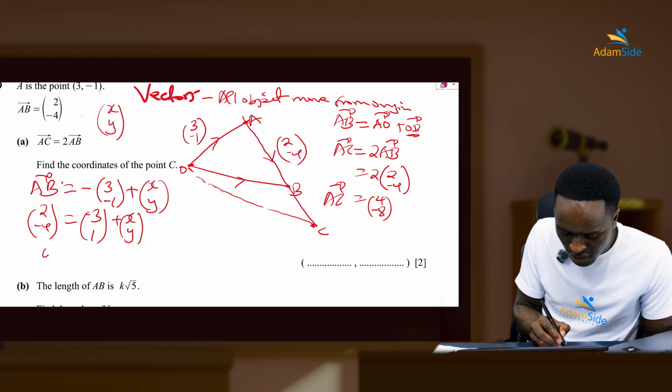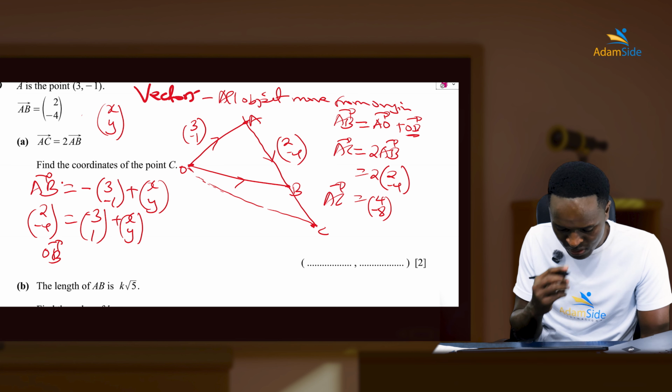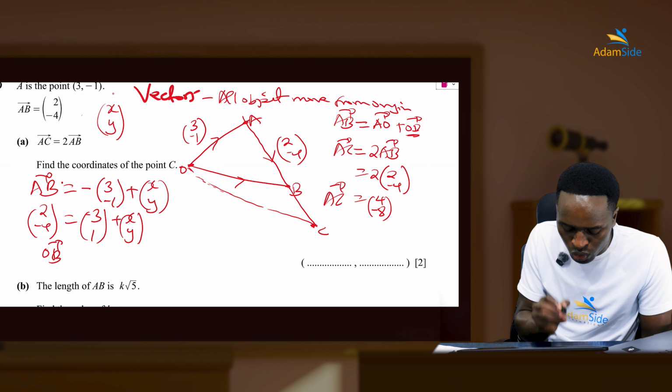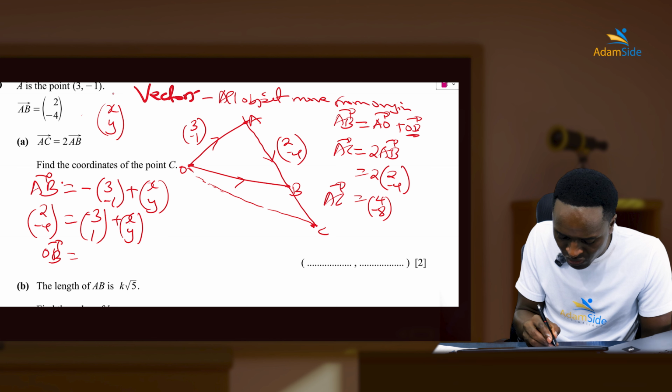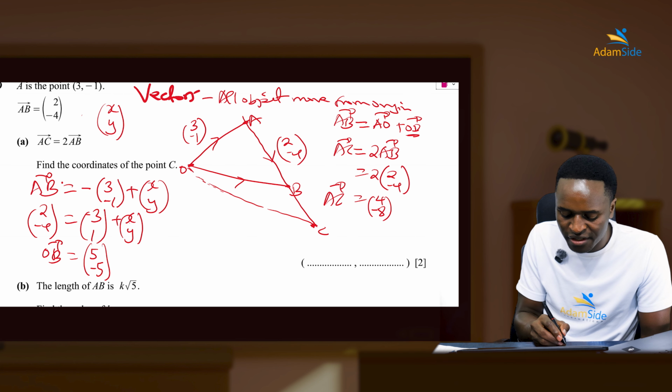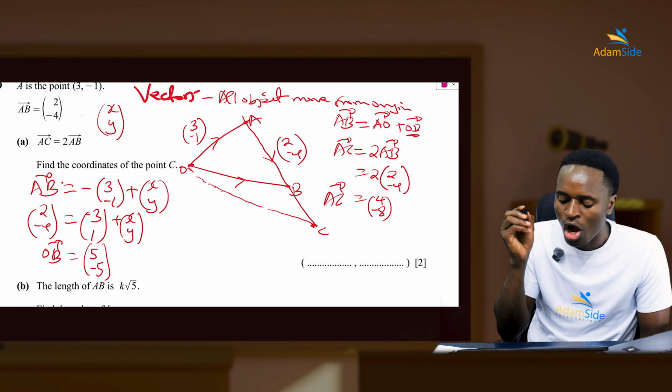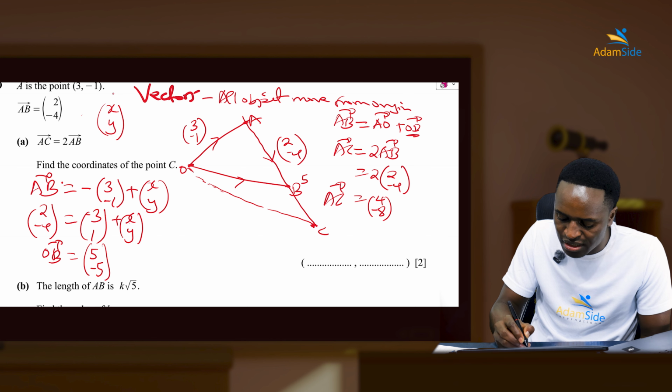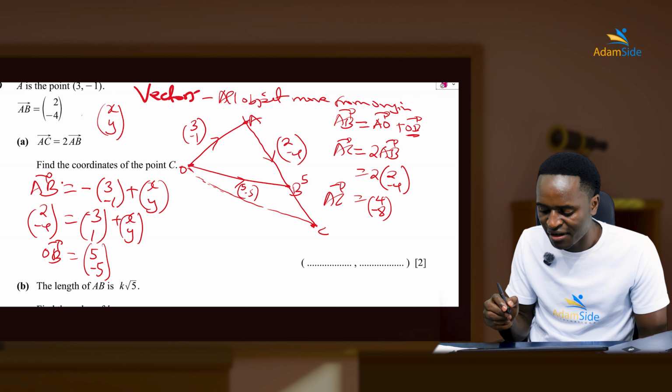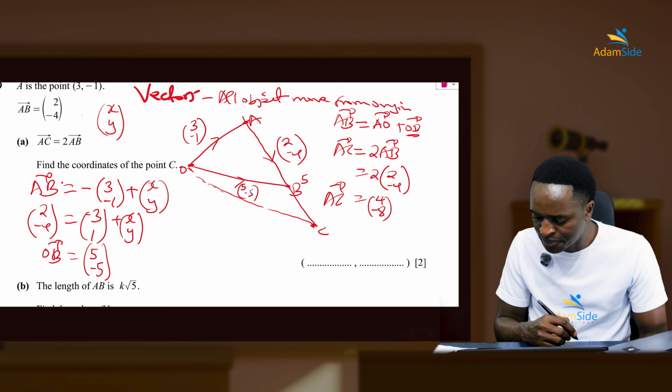To get vector OB, ask yourself: -3 plus what will be equal to 2? -3 plus 5, so x is 5. And 1 plus y will be equal to -4, so 1 plus -5. So vector OB is 5, -5.